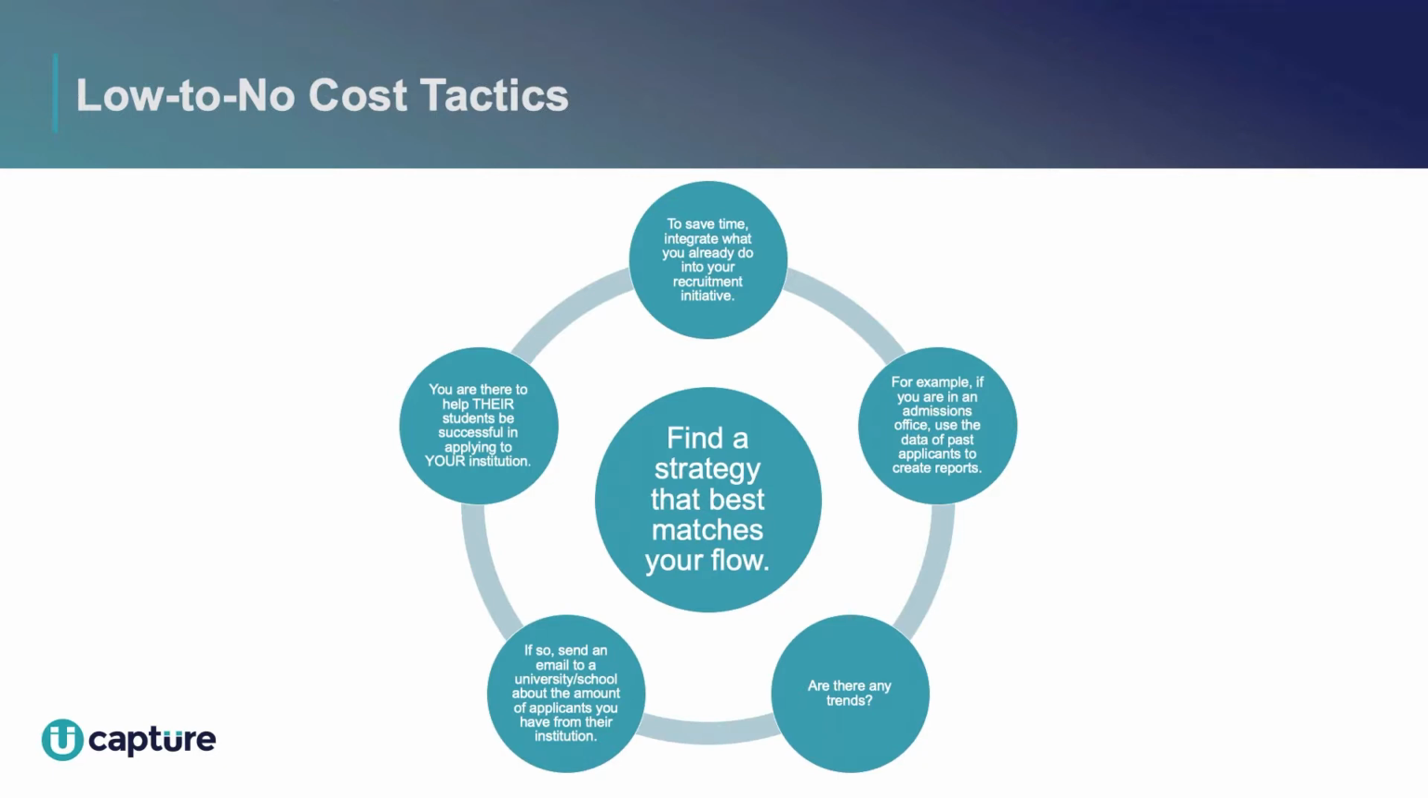So what we talked about, I'm looking at the circle on the right. It says, for example, if you are in an admissions office, use data of past applicants to create a report. You've already got this data. You're not doing anything differently because you've already collected it. It was already part of your admissions flow in the first place. That data can really help drive where and how you need to recruit.